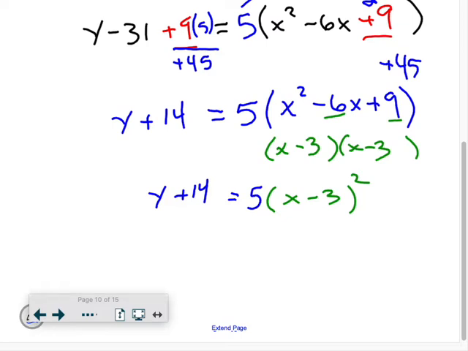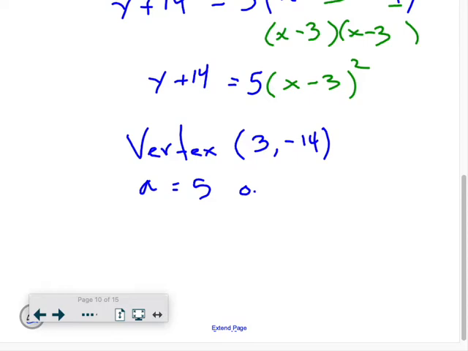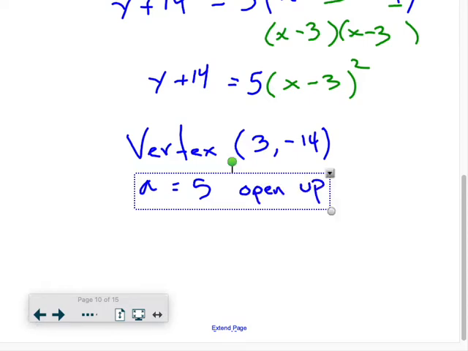This is now in vertex form. And from here we can identify the vertex. The vertex is the point positive 3, negative 14. The a value is positive 5, so it's going to open up. And the fact that 5 is larger than 1, the last graph we looked at had an a value of 1, means this graph is going to be stretched vertically upward. So it's going to appear more narrow than the standard graph.